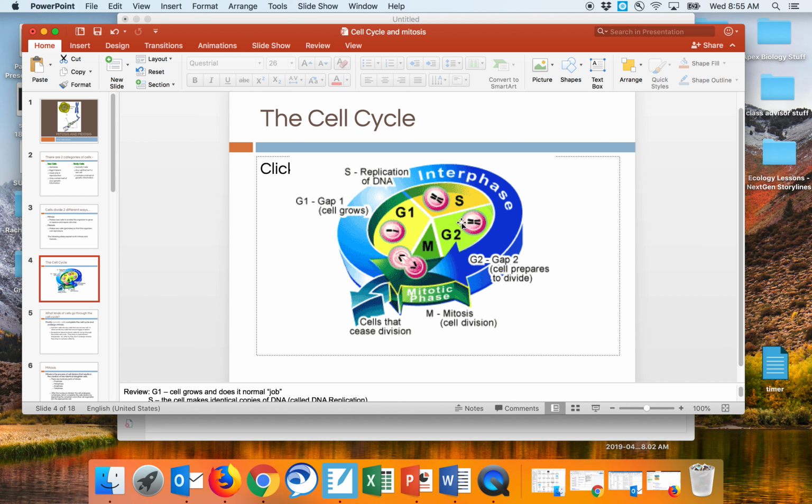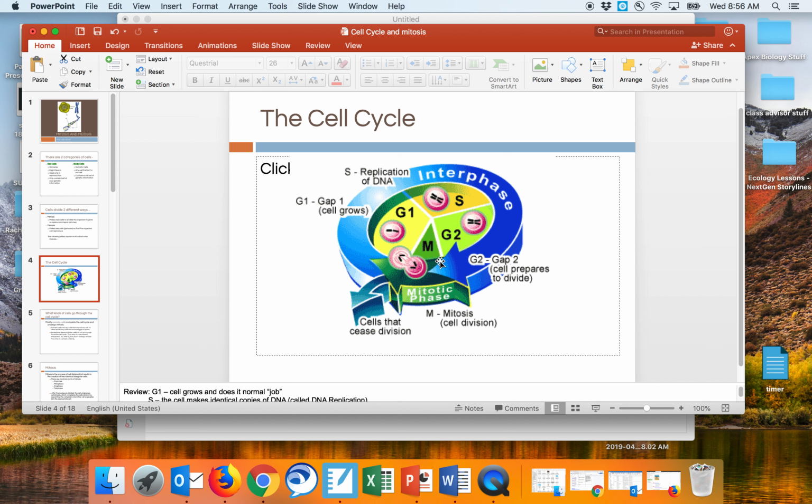In G2, the cell continues to do its regular job, but it also continues to prepare for cell division. So we already copied the DNA in the last phase. In this phase, it's making copies of all the other cell parts. So things like the ribosomes, the endoplasmic reticulum, the Golgi apparatus. I've got to have all the parts to make two complete cells. So at the completion of G2, I now have all the parts that I need to make two new cells.